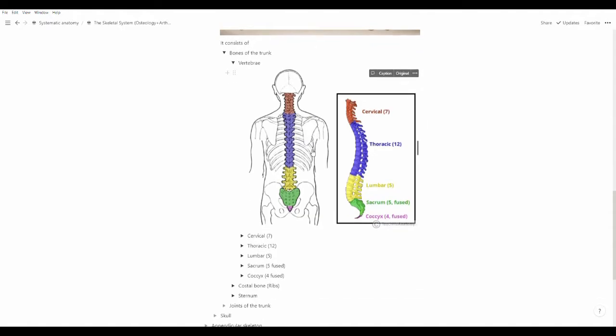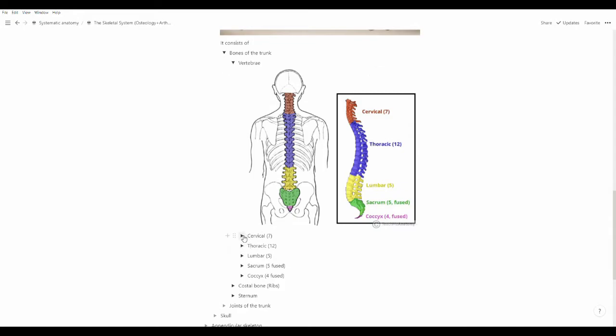We have the cervical, which are 7 vertebrae stacked together. We have the thoracic vertebrae, which are 12. We have the lumbar vertebrae, and we have the sacrum, which is 5 vertebrae fused together, and lastly we have the coccyx. So we'll be going through them one by one.